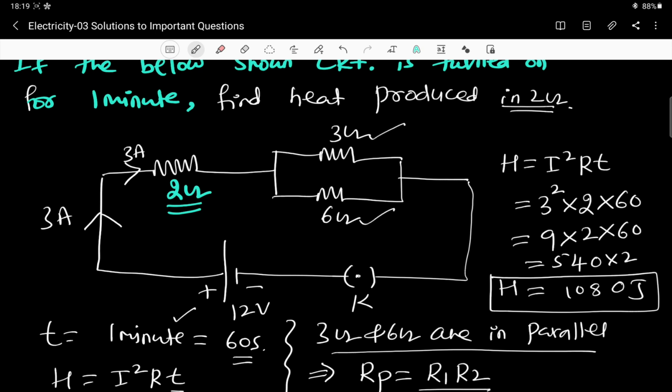I think it's quite clear to all of you. Dear children, just look at this calculation one more time. 9 6s are 54, then into 2. This calculation is fine. So this is the final answer that we have got. I hope this question is quite clear to you.